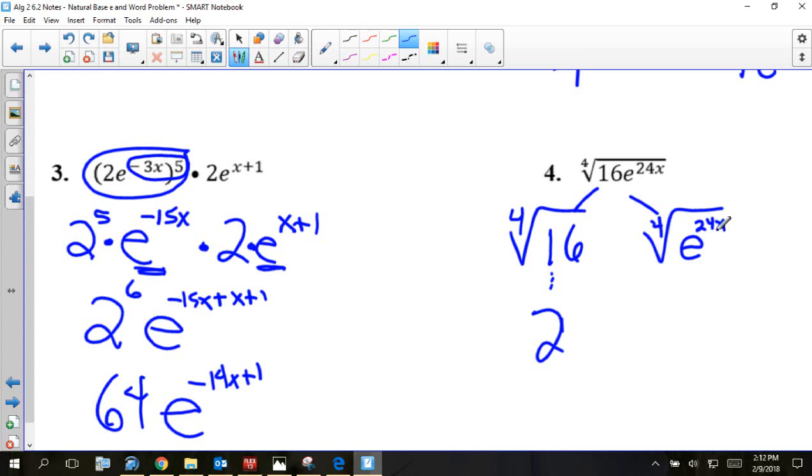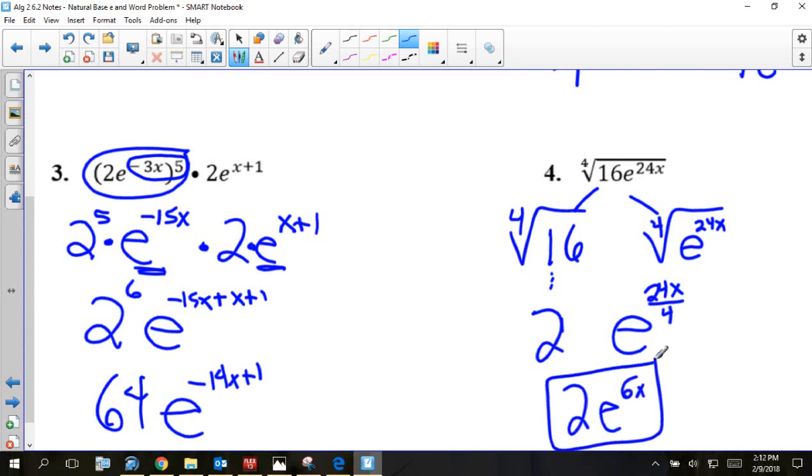See how many times 4 goes into 24. I'm going to rewrite it as exponential, as a fraction. And how many times does 4 go into 24x? 6x times. So we have 2 multiplied by e to the 6x. Our final simplified answer.